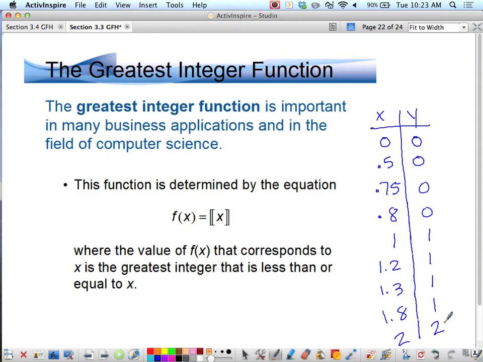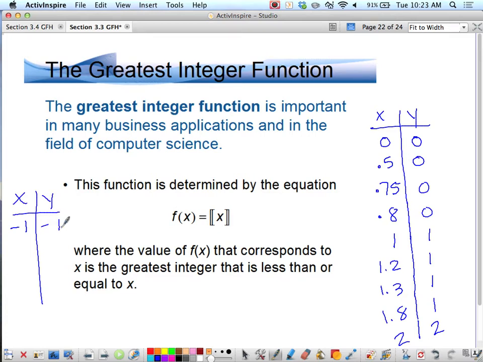Now, where people get into trouble with the greatest integer function are the negative values. Let's talk about those for a minute. I'm going to make a new table over here to talk through it. Let's say I put in -1. What's that going to give me? What's the closest integer less than or equal to -1? If it's an integer, it stays. Oh, -1. So it stays -1.